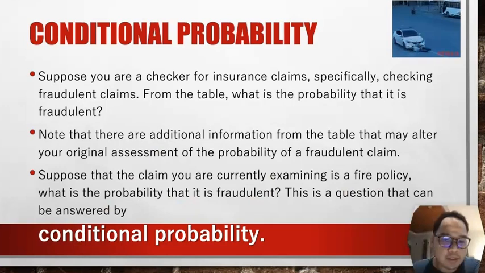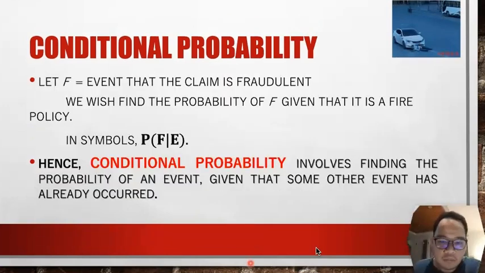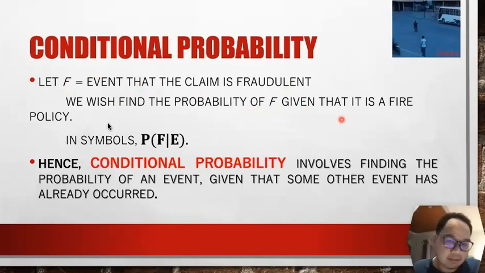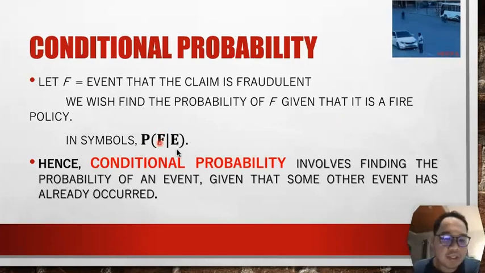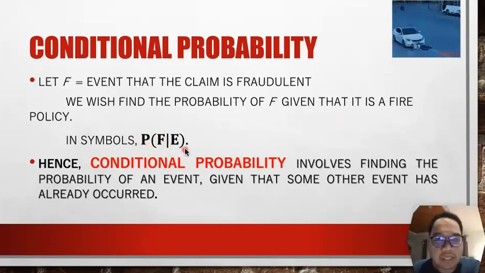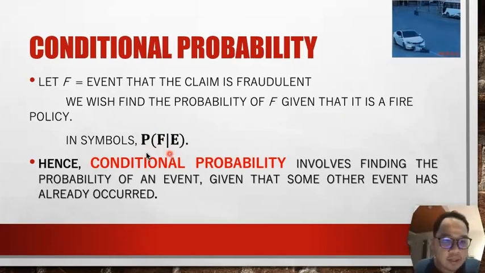Let's start with this. We will let this event F be that the claim is fraudulent, which starts with F. We wish to find the probability of F given that it is a fire insurance. So in symbols, we will write it like this: P, the probability of F given E. That's how we read it. This is how we write it. It's not a slant, but a straight vertical line.